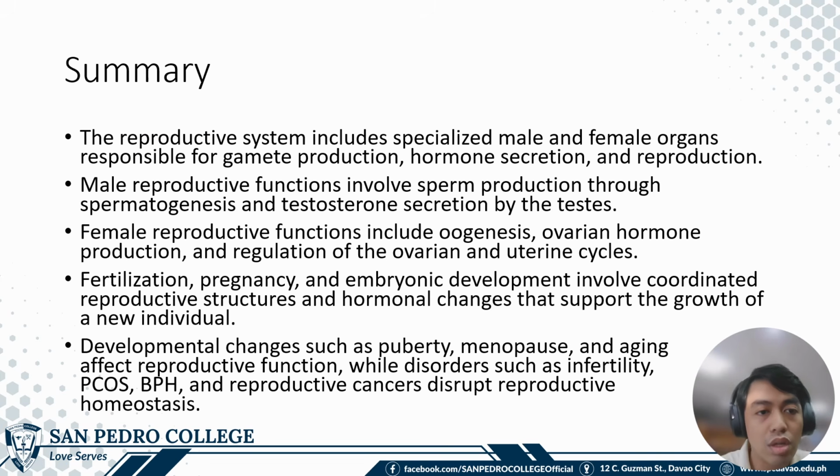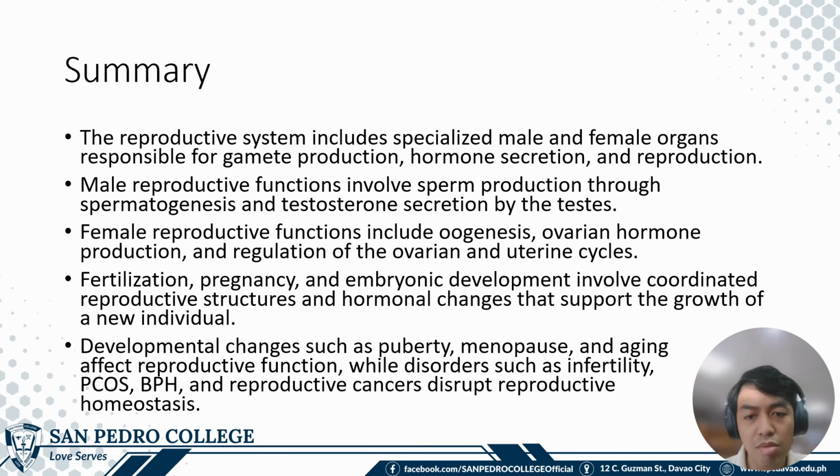To conclude, the reproductive system includes specialized male and female organs responsible for gamete production, hormone secretion, and reproduction. The male reproductive functions involve sperm production through spermatogenesis and testosterone secretion by the testes. The female reproductive functions include oogenesis, ovarian hormone production, and regulation of the ovarian and uterine cycles.